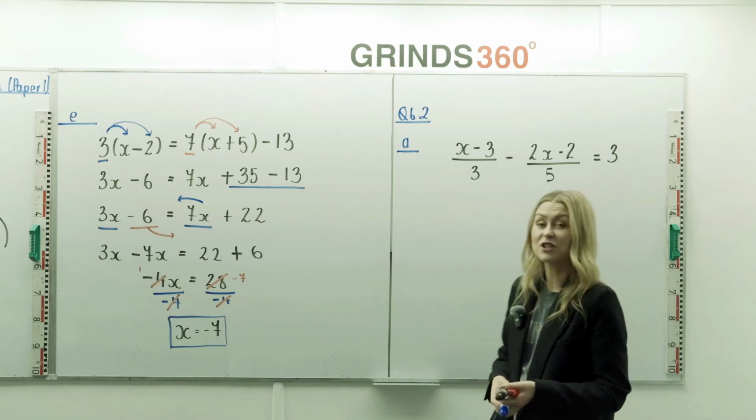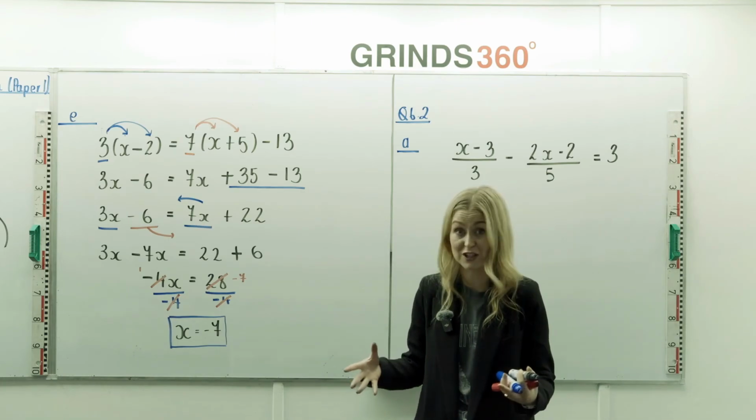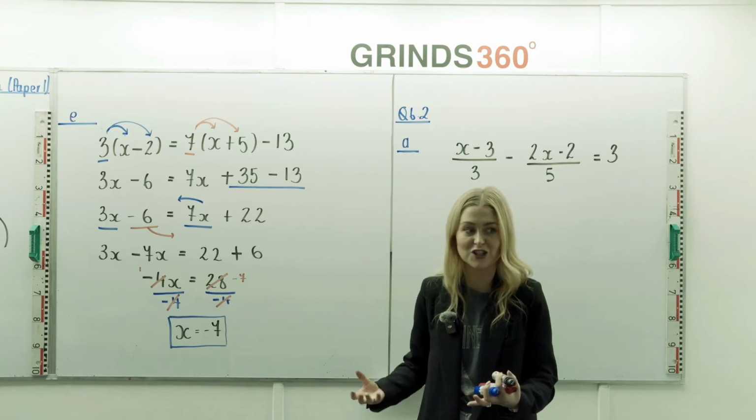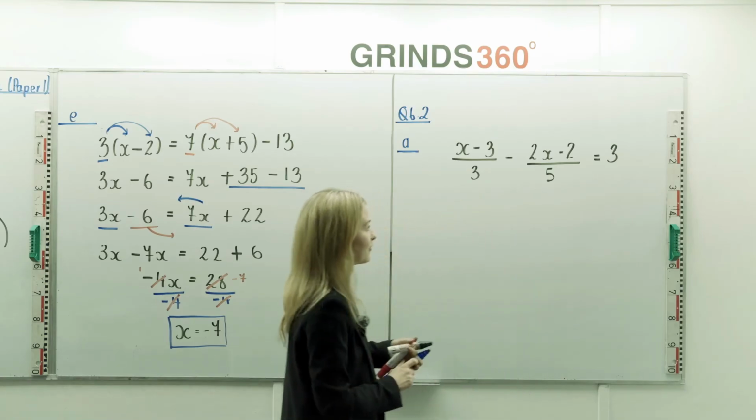Well, the first thing we always do is make everything a fraction, in order to get rid of the fractions. We want to get rid of the fractions. Nobody likes dealing with fractions. I'm very aware of that. We want to get rid of them. But before we do, we have to make everything a fraction.